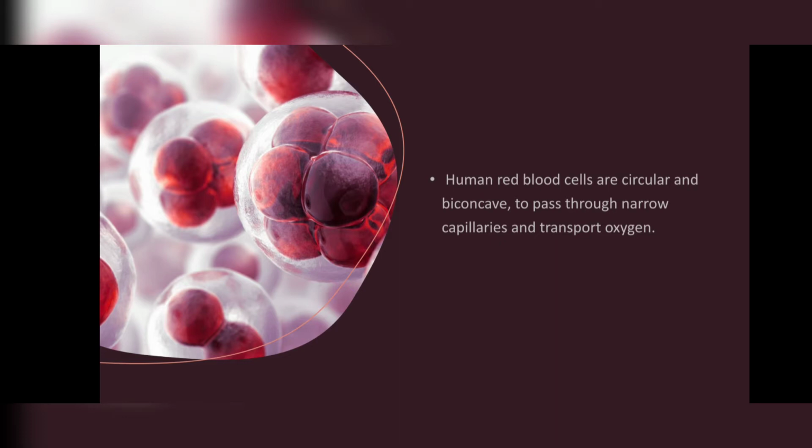First, human red blood cells are circular and biconcave. You can see that human red blood cells are very round in shape, and concave, meaning very small, so that they pass through capillaries and transport oxygen. What is the function of these cells? They pass through our capillaries and then transport oxygen to the whole body.